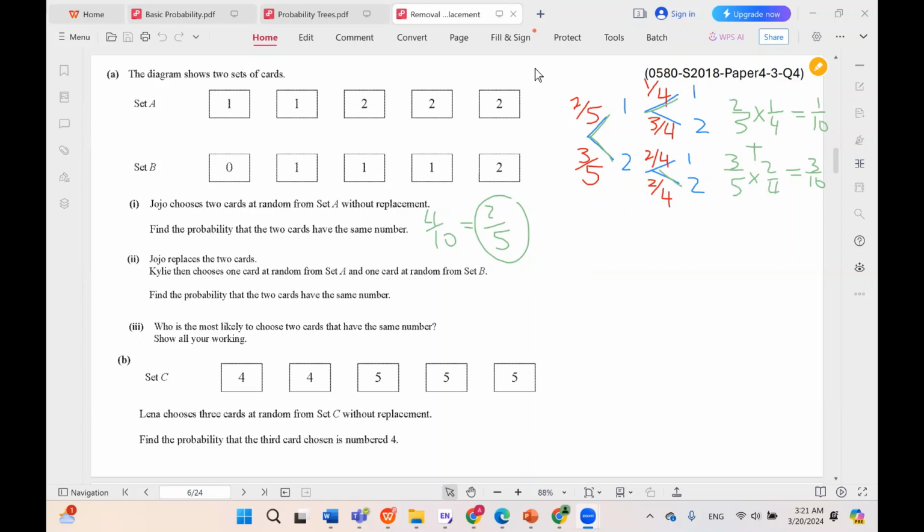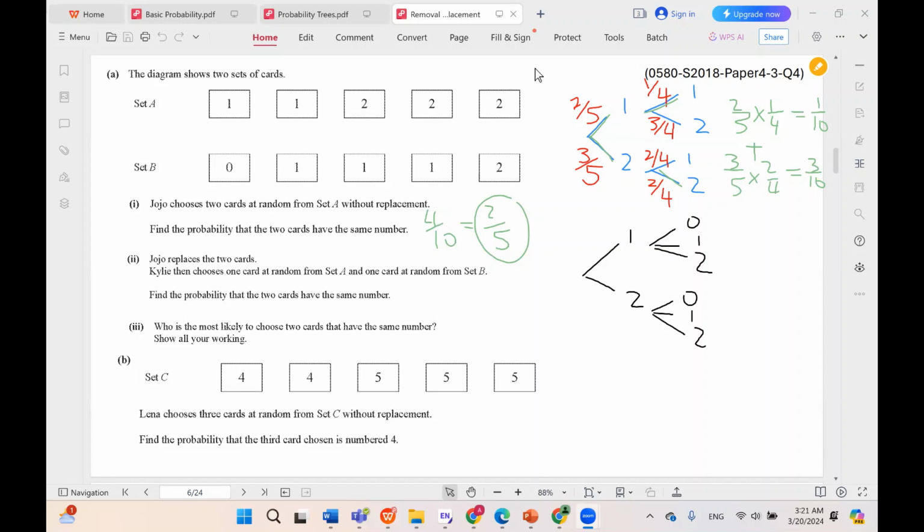Kylie then chooses one card at random from set A and one card at random from set B. Now for Kylie, we can also draw a probability tree, but on her first attempt, she chooses from set A, so she can either get a 1 or a 2. And from the second attempt, she can either get 0 or 1 or 2, since she has the three options in set B. So we have 0, 1, and 2. We need to write down the probabilities here.